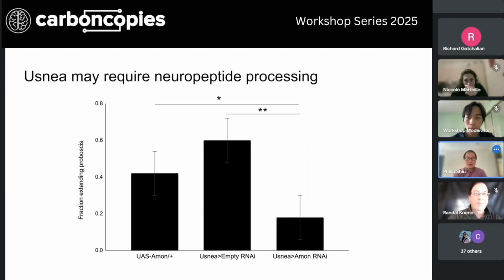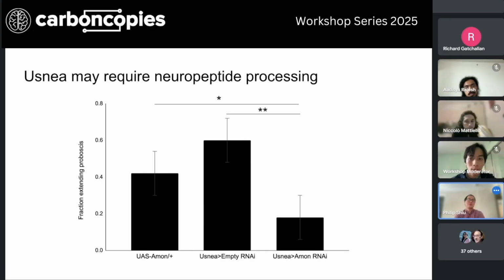It's also required, and our model fails to predict that. We did an experiment where we knocked down this gene that's required for neuropeptide processing. It's this Amontillado gene. When we knocked down this gene in the cell type Usnea, neuropeptide processing is required in this neuron. And basically our model completely ignores neuropeptides. And so that's one reason why some of our modeling failed.